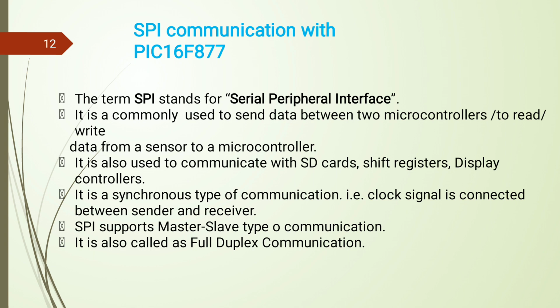SPI stands for Serial Peripheral Interface, and it is commonly used to send data between controllers, and from controller to other devices like memory devices, sensors, shift registers, display devices, and so on. SPI is a synchronous type of communication which needs a synchronous clock signal between transmitter and receiver.